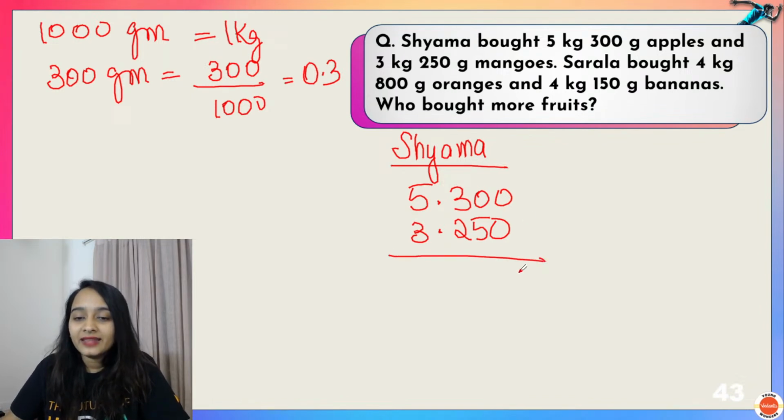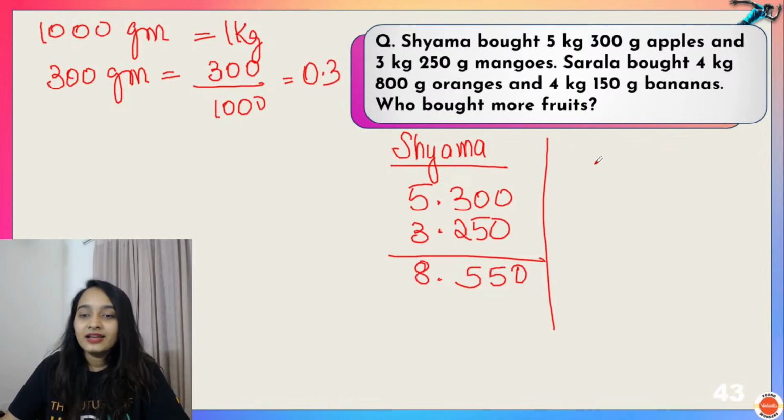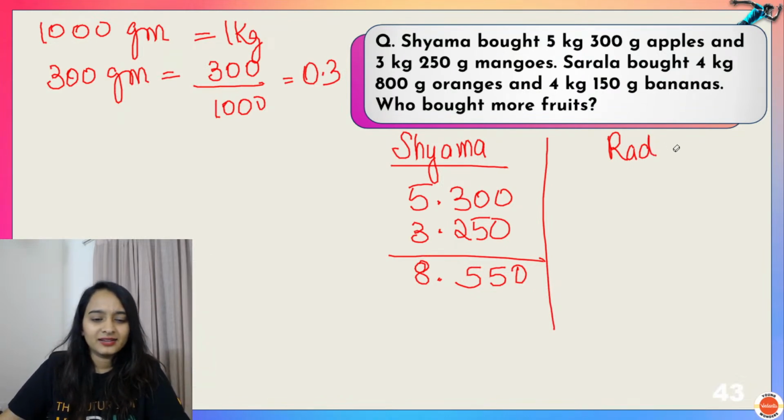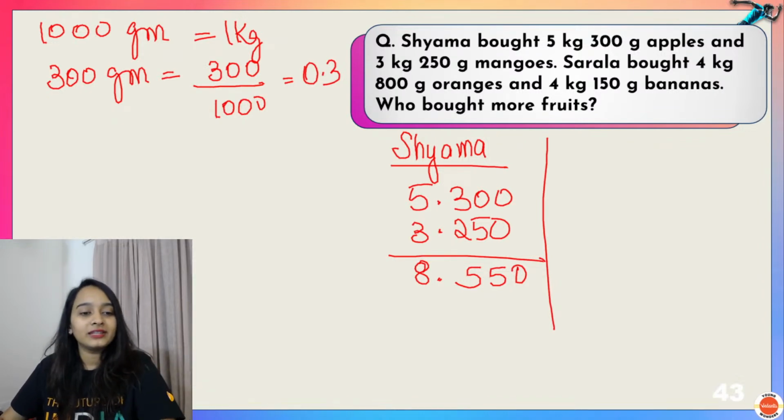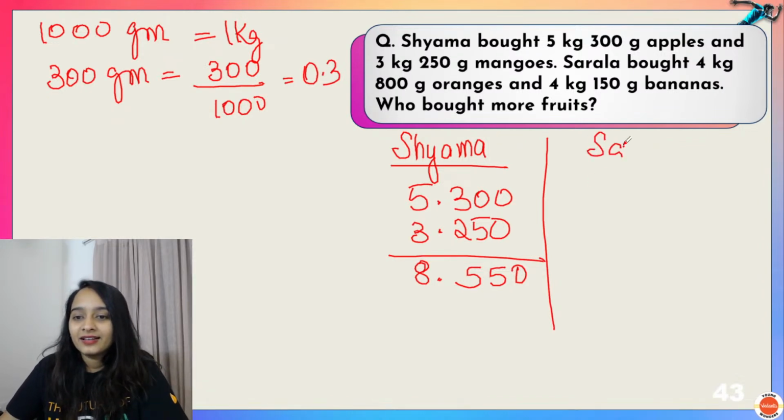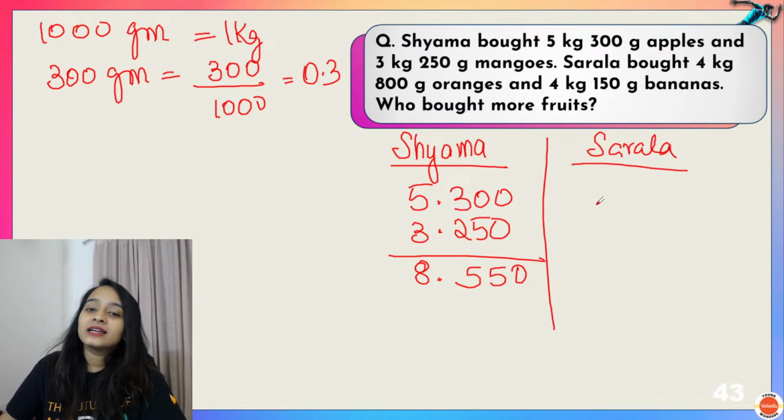So when you add them, 0, 5, 5, point and 8. And then we have Radha. No, it was Sarla, right? I'm so sorry. Where did Radha come from? Okay, Sarla has, you already got the answer. Very nice. Sarla.